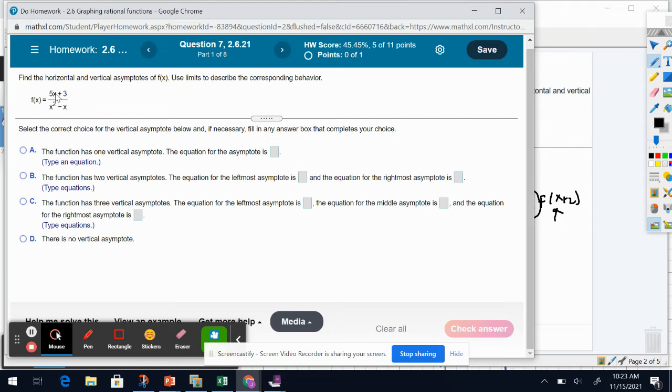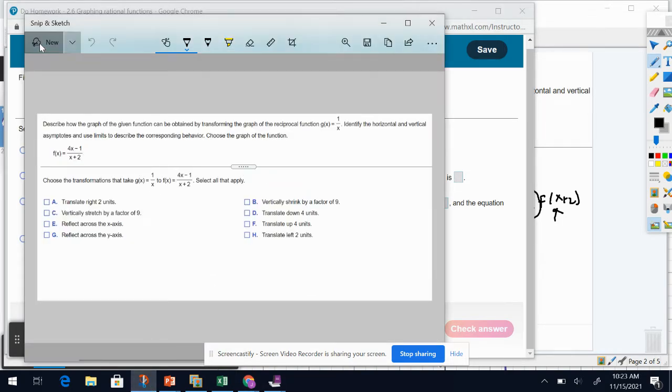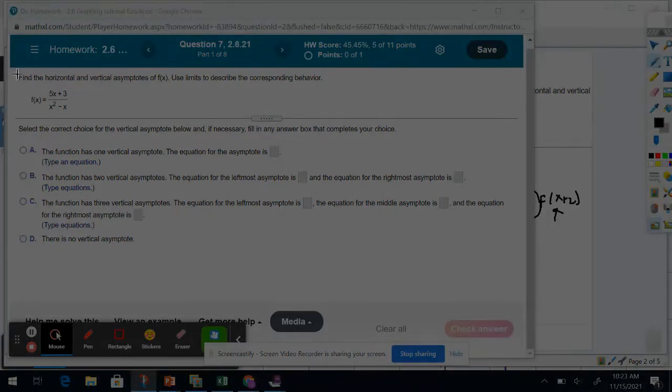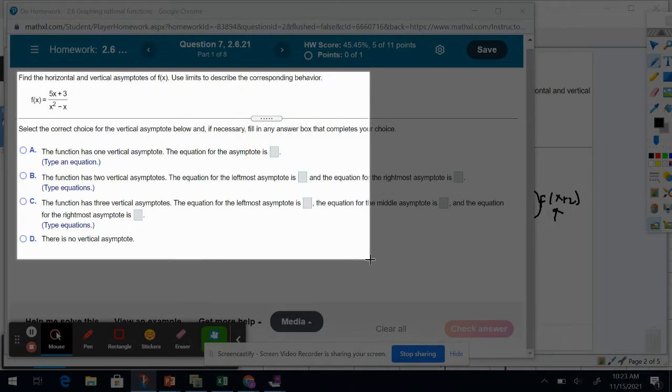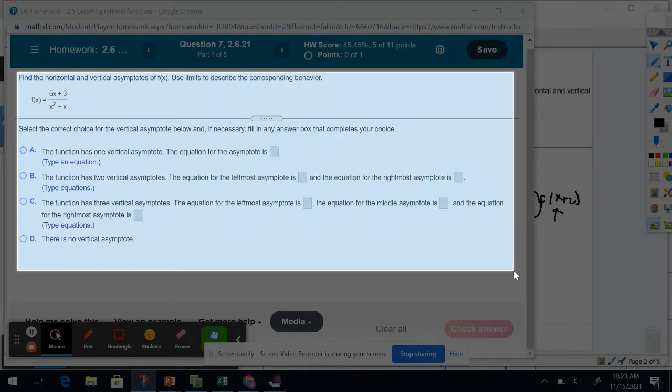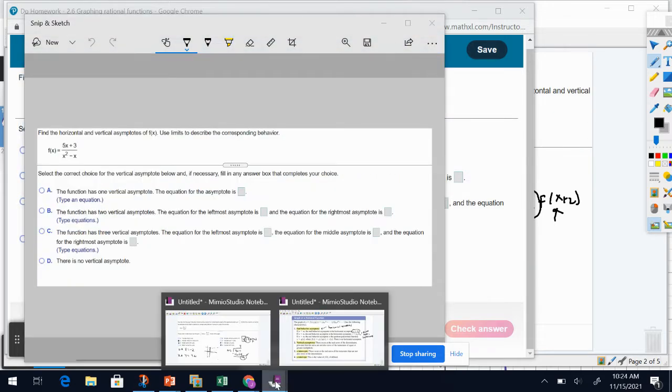Select the correct choice. What's the degree of the top? 1. Degree of the bottom? 2. Degree is less than the bottom, so the function automatically has one horizontal asymptote. But I want to find the vertical asymptote. So this is talking vertical asymptotes first. Find the vertical asymptotes. Quite a few of us missed this, so let's go through this problem.